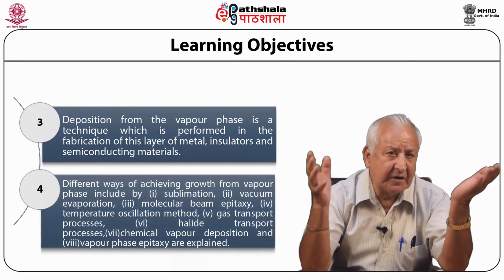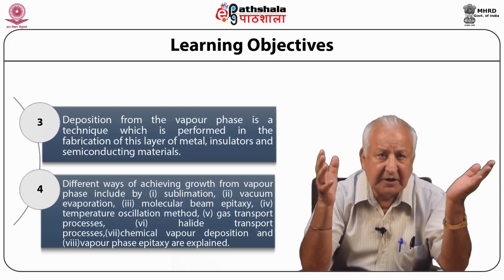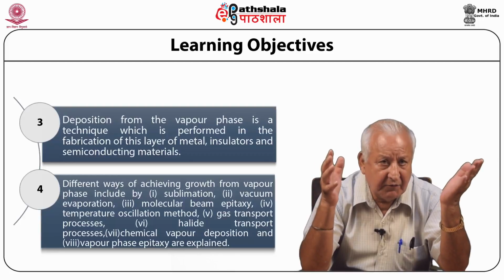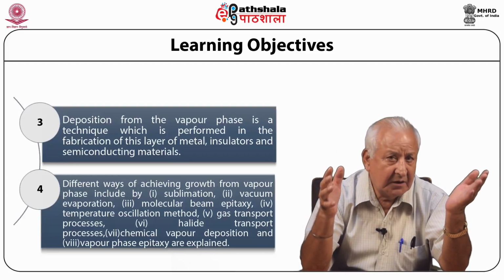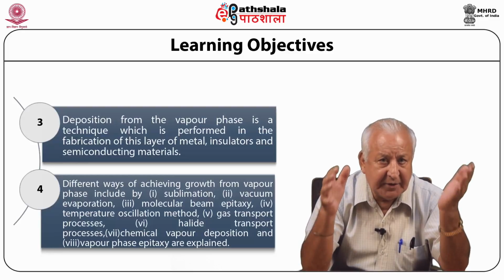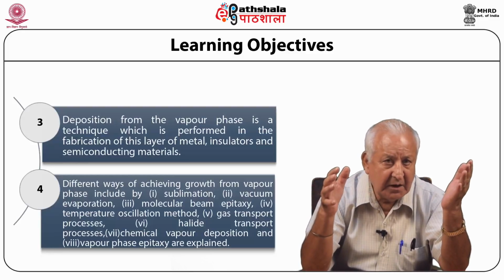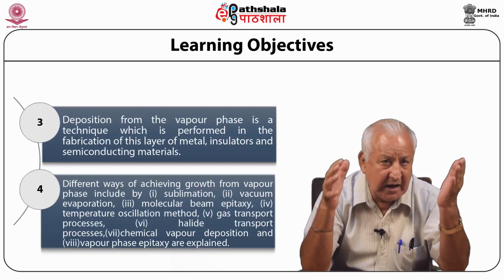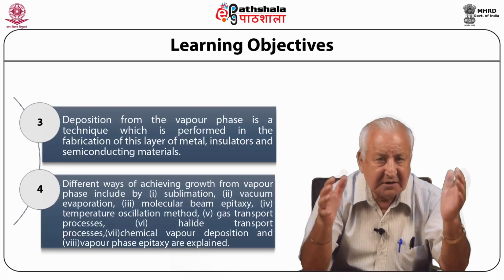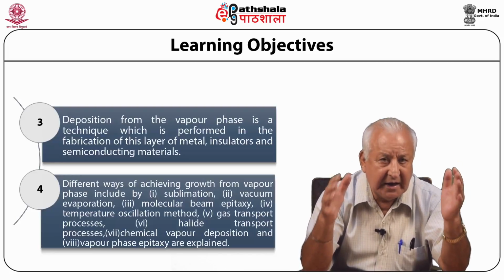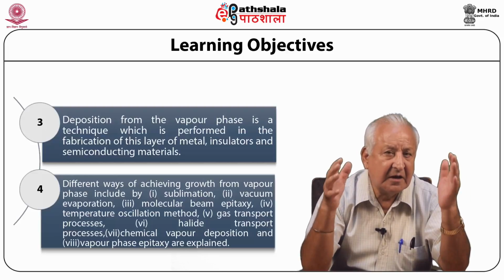Different types of achieving growth from vapor phase include: 1. Sublimation, 2. Vacuum evaporation, 3. Molecular beam epitaxy, 4. Temperature oscillation method, 5. Gas transport processes, 6. Halide transport processes, 7. Chemical vapor deposition, and 8. Vapor phase epitaxy are explained.